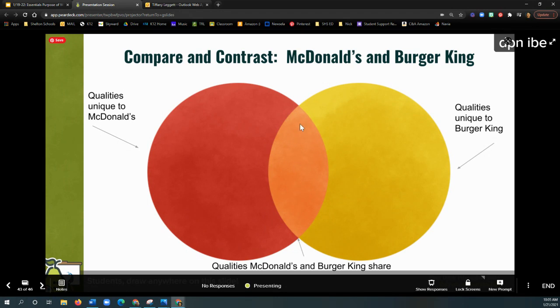It could even be easier to start in the middle. What do McDonald's and Burger King have going on that are similar? You can drop it in the chat. You can type it in here. So in the middle here, how are McDonald's and Burger King similar? What are they? Yeah, they both sell burgers and fries. Absolutely. They are both also considered fast food.